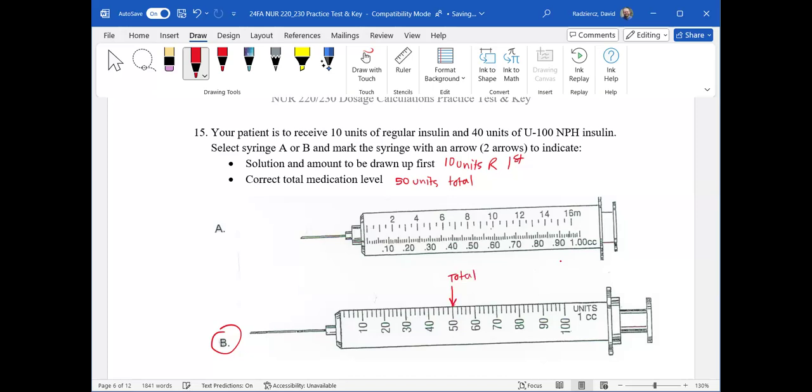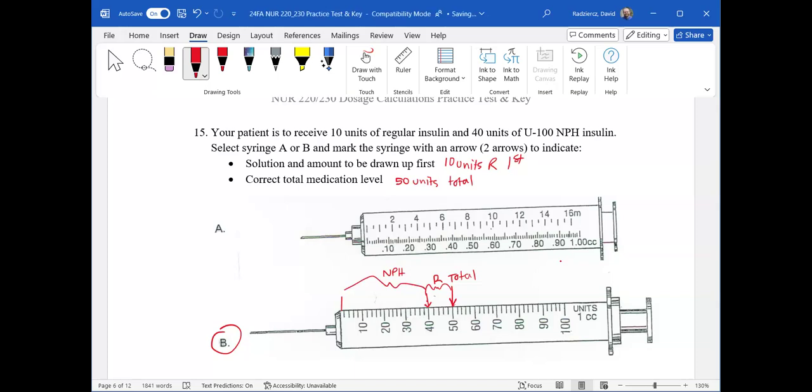Okay, so total at 50 units. Your regular insulin is actually going to be between these 2 marks here. This is your regular, and then here is where your NPH is located. So if I'm marking my syringe and I want to make sure I'm indicating everything, just make sure you denote that your regular is here in these 10 units.